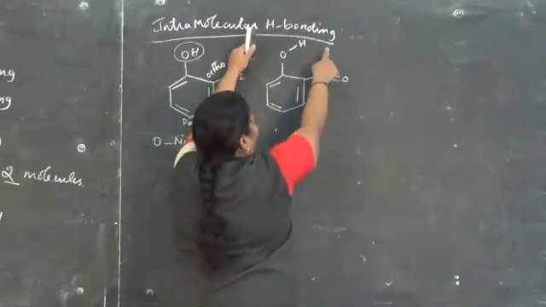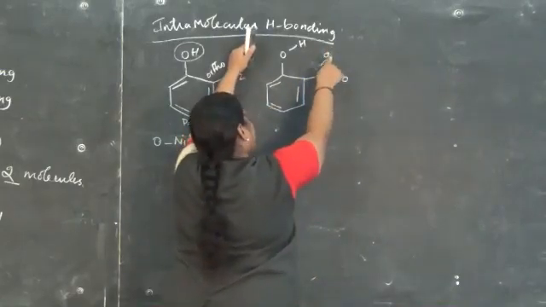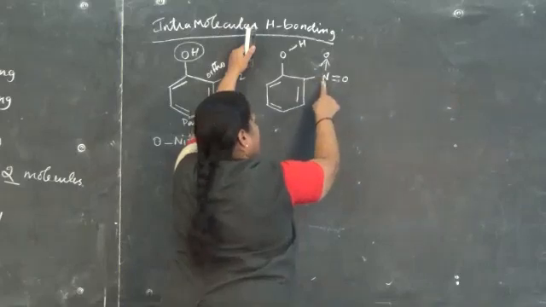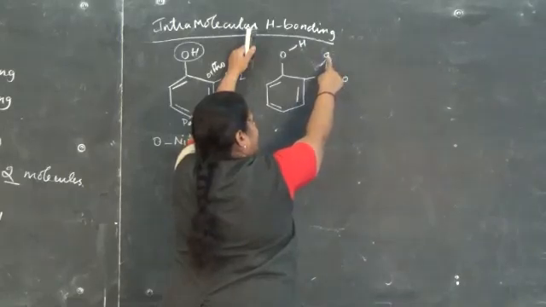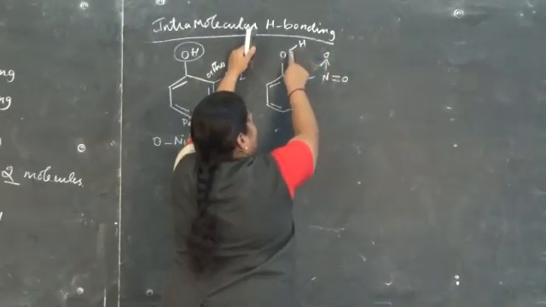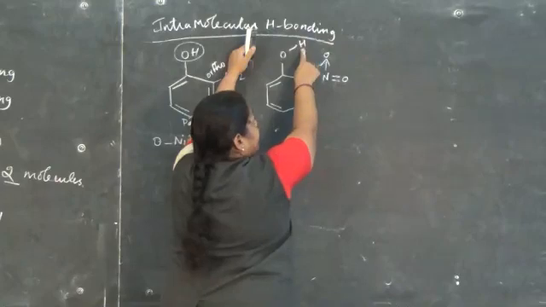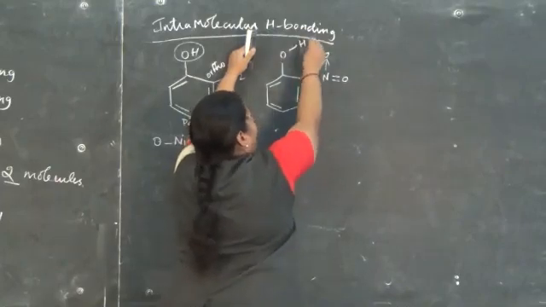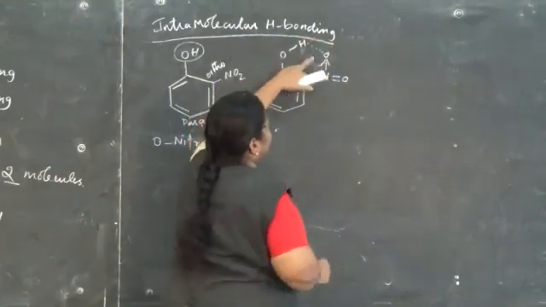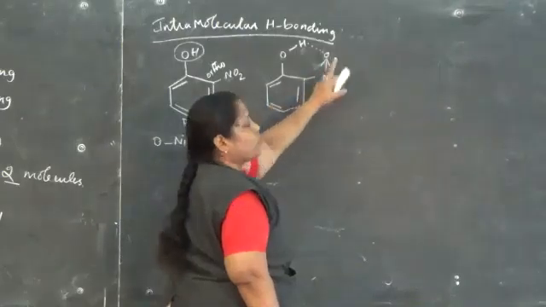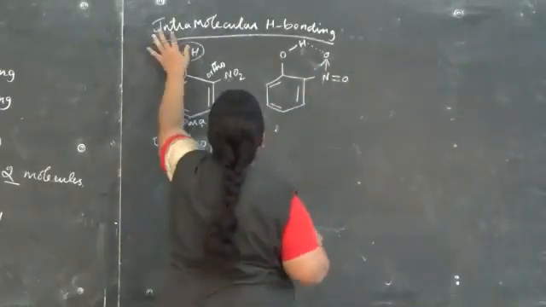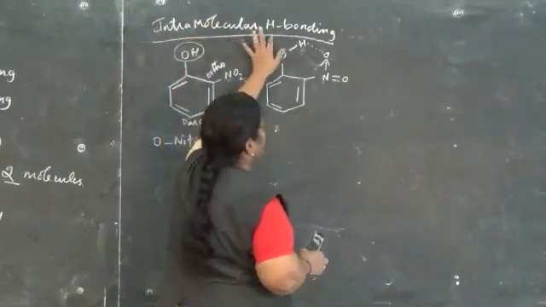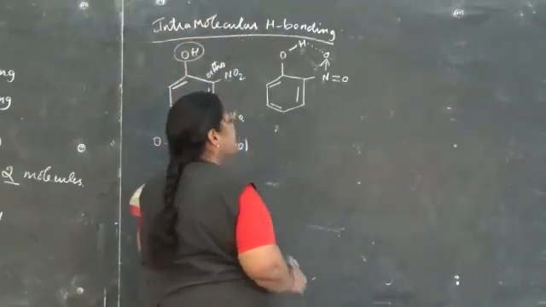So, here a highly electronegative oxygen atom is available in the nitro group. At the same time in phenol, hydrogen is there. The covalently bonded hydrogen atom forms hydrogen bond with a neighboring highly electronegative atom within the molecule. That's why this is intramolecular hydrogen bonding.